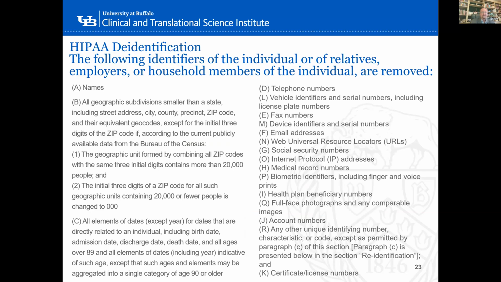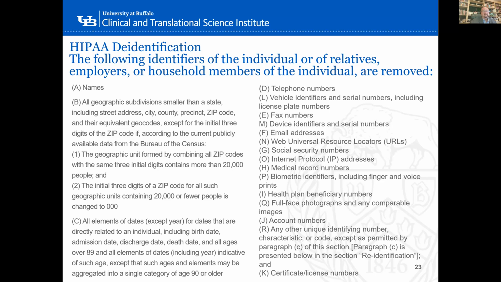But for de-identification by the safe harbor method, the following identifiers need to be scrubbed. Names, all geographic subdivisions smaller than a state, including street addresses, county, zip codes, and their equivalents, except for three-digit zips, which is okay only if that three-digit zip has more than 20,000 people.